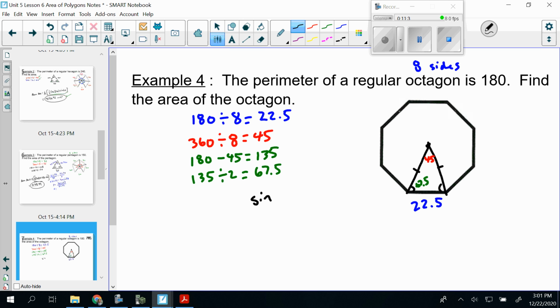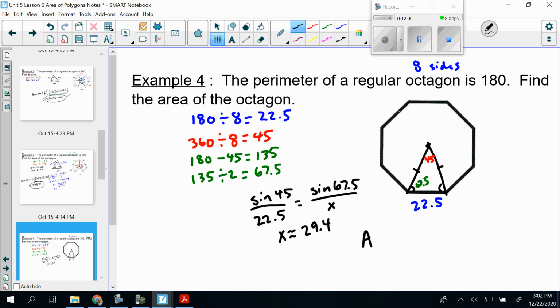Sine of the angle we know, 45, over the side opposite, which is 22.5, equals sine of that angle we just found, 67.5, over, we can just call it x, to find one of these other 2 sides. Cross multiply and divide, and you'll get that length of x. It should come out, if you're doing it right, to be about 29.4. And now we can get the area of this whole thing.